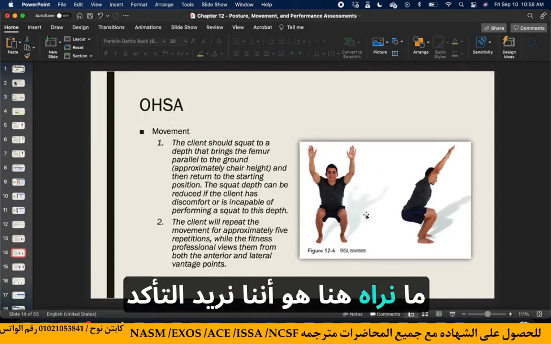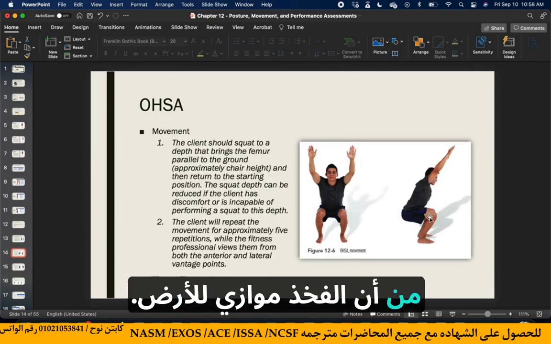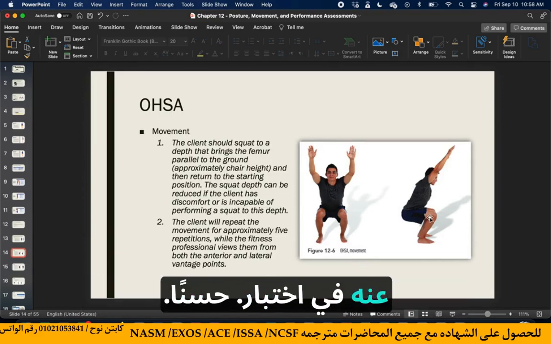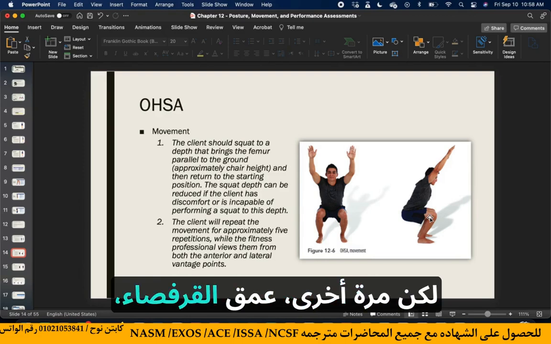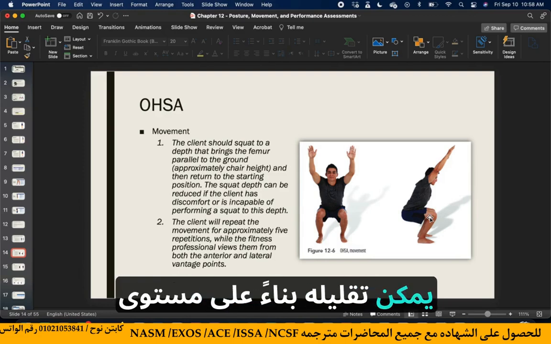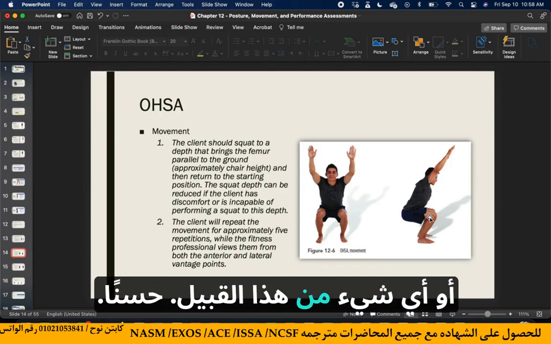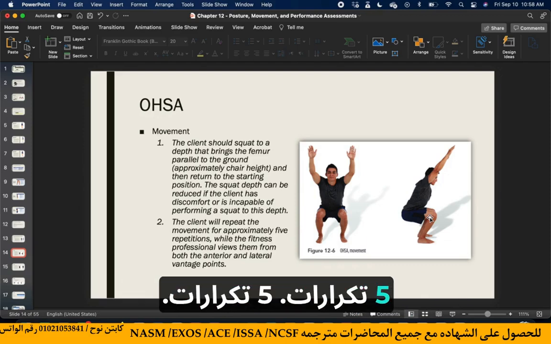But for now, what we're seeing here is we want to make sure that the femur is parallel to the ground. That's the key point. That's going to be something that you probably will be asked on a test. Okay? But again, squat depth, depending upon who the person is, can be reduced based on their ability level and if maybe they've had a pre-existing injury or anything like that. Okay? So what you're going to have them do, 5 reps.